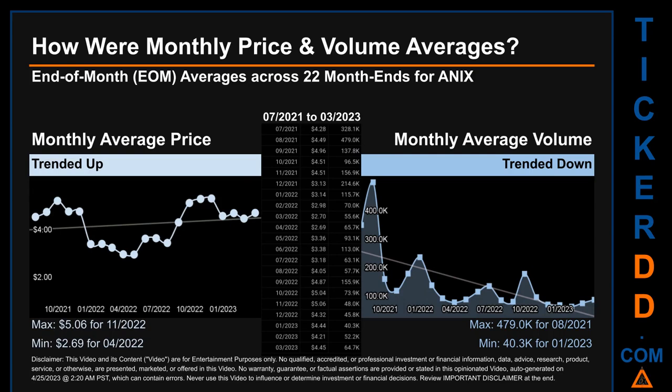The maximum end-of-month average price was $5.06 for 11/2020 while the minimum was $2.69 for 04/2022. Looking at volume, 08/2021 and 01/2023 respectively saw the highest and lowest monthly average volume at 479,000 and 40.3 thousand.